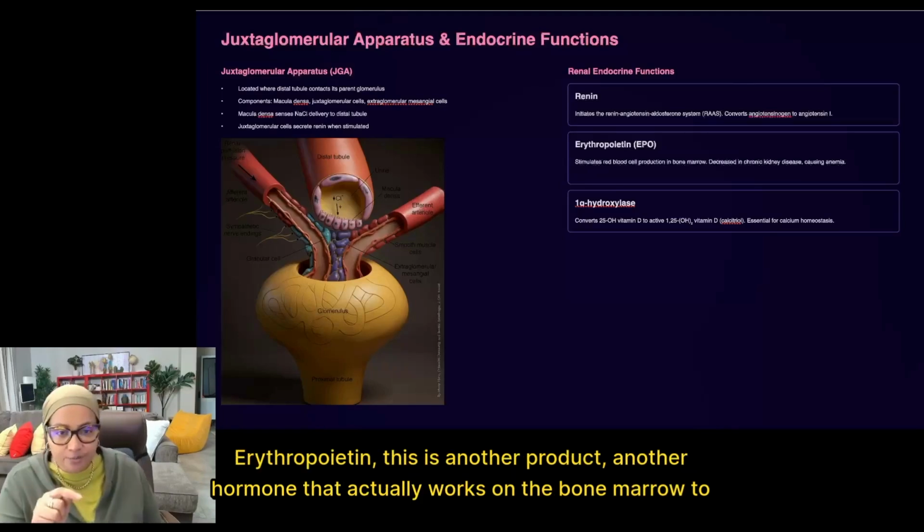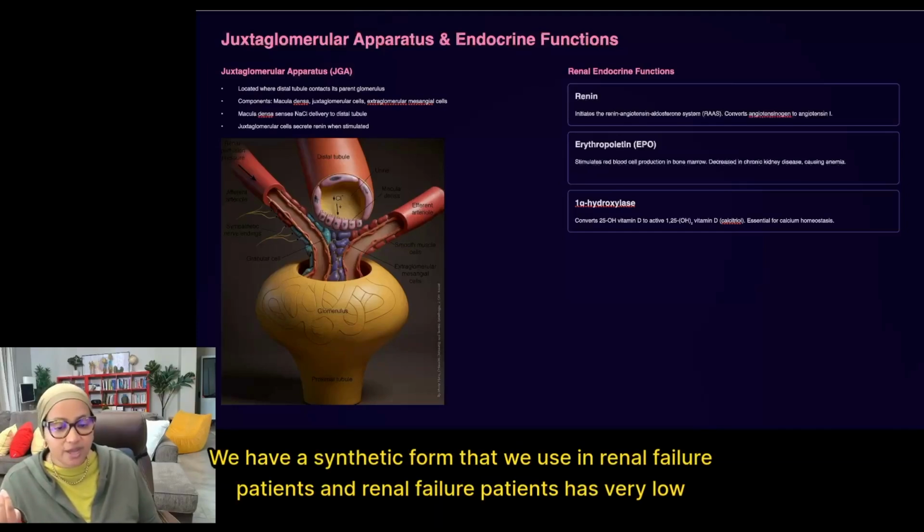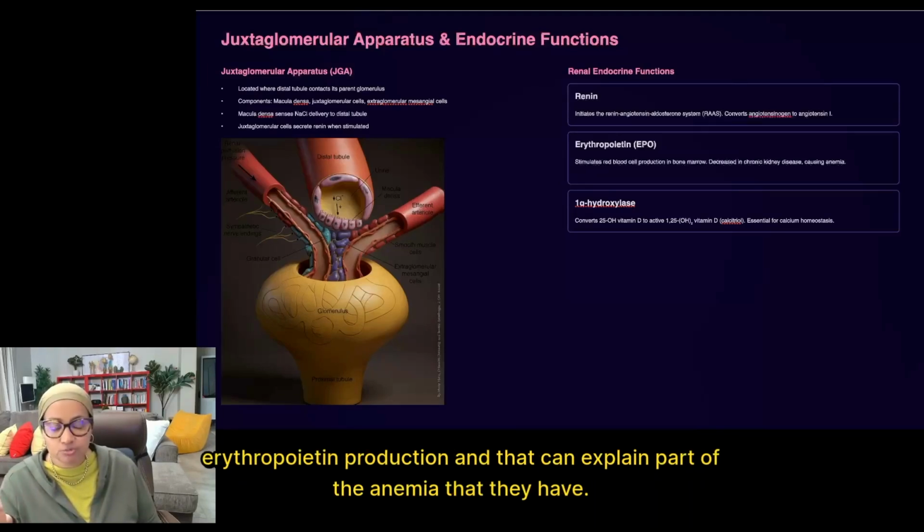Erythropoietin is another hormone that works on the bone marrow to stimulate RBC production. It's used extensively in cases of anemia, and we have a synthetic form that we use in renal failure patients. Renal failure patients have very low erythropoietin production, and that can explain part of the anemia that they have.